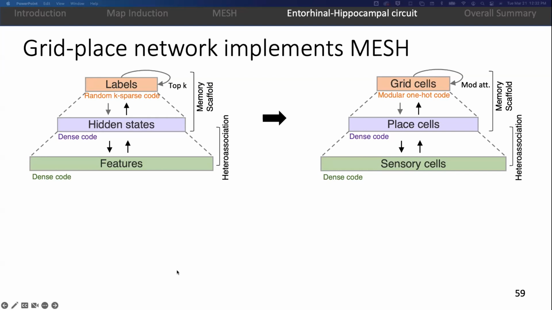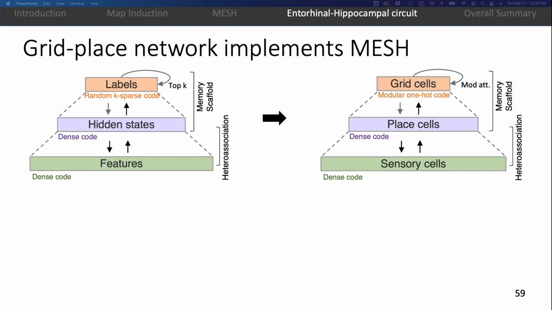So it turns out that this grid place network implements MESH. And just to give you some context, grid cells and place cells are the cells in the hippocampal complex in the brain that represent spaces, right? So place cells are in the hippocampus and they fire for particular spaces, and grid cells are these cells in the entorhinal cortex, which encode space in a hexagonal pattern.